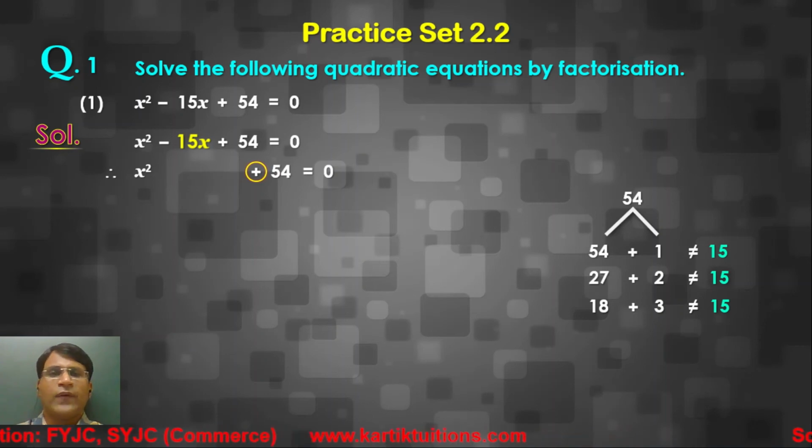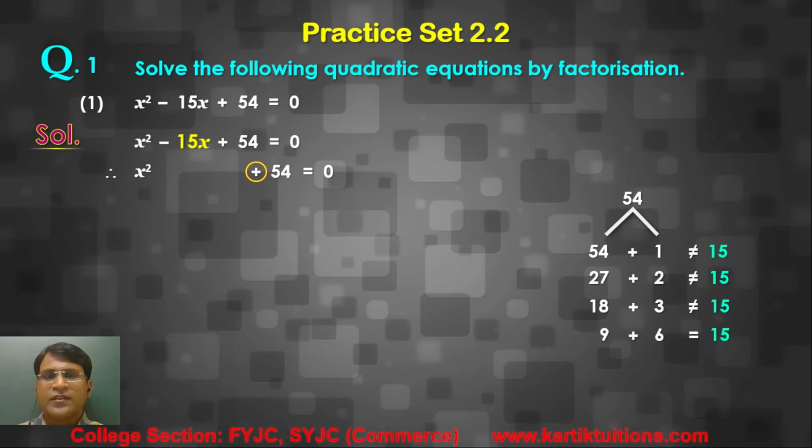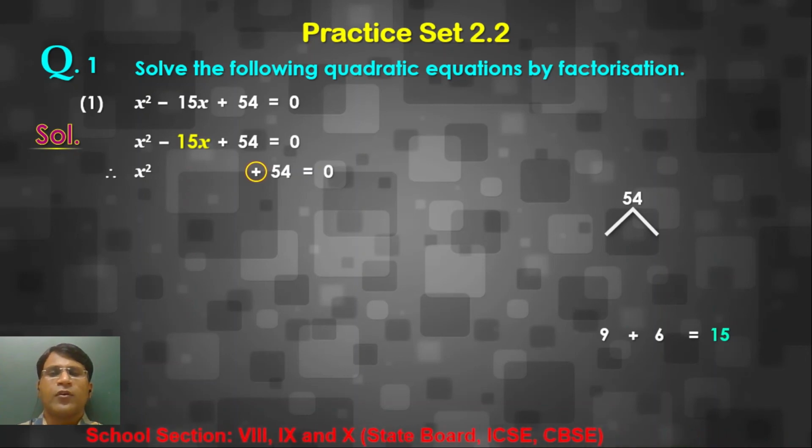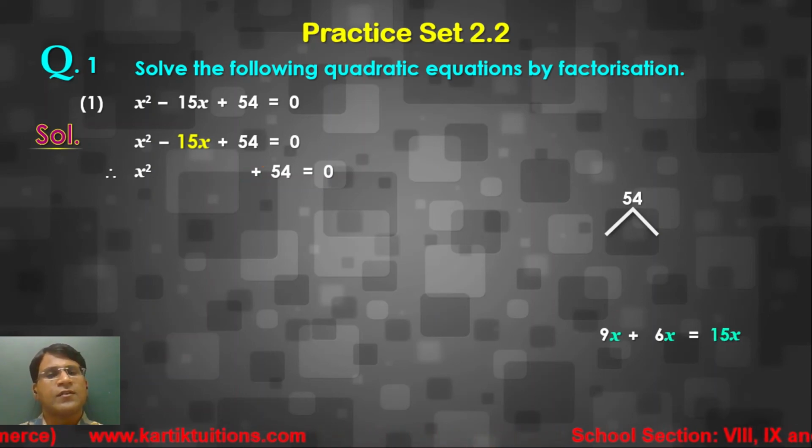The next pair of factors is 9 and 6. When you add, what do you get? You get 15. Now 9 plus 6 gives us 15. So here, this is the splitting of the middle term 15. Now we'll discard the other factors and just concentrate on 9 and 6. Since 9 plus 6 gives us 15, I will introduce the variable x. So it will become 9x plus 6x.